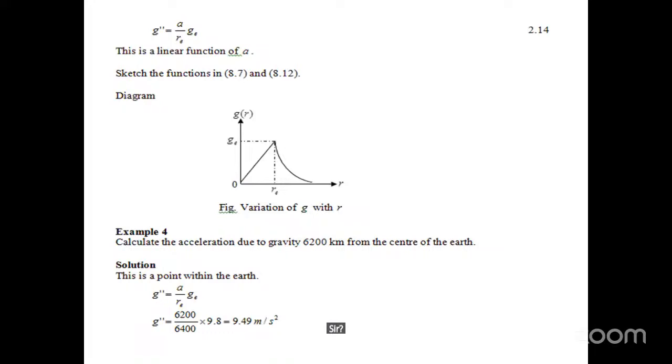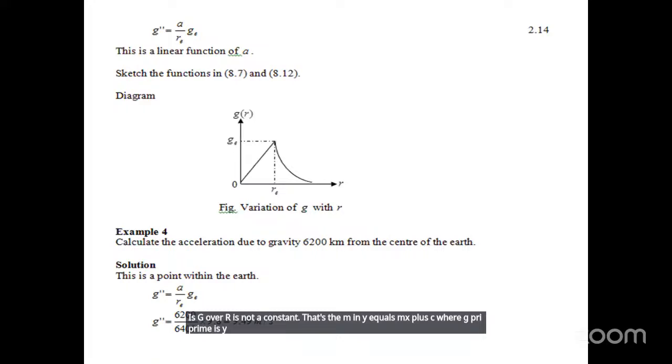Look at g prime prime. Is that not g over R_E multiplied by a? Is g over R_E not a constant? Yes, it is. That's the m in y equals mx plus c, where g prime prime is y, x is a, m is g over R_E, and c is 0.